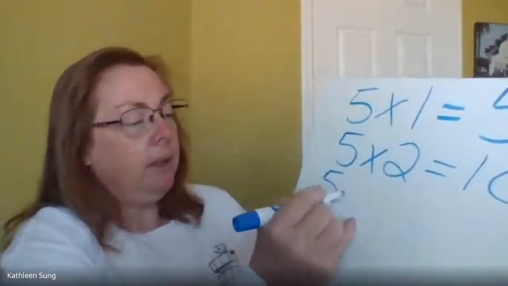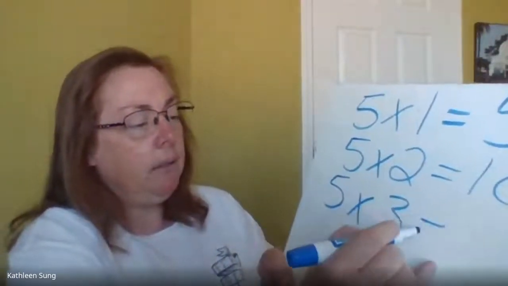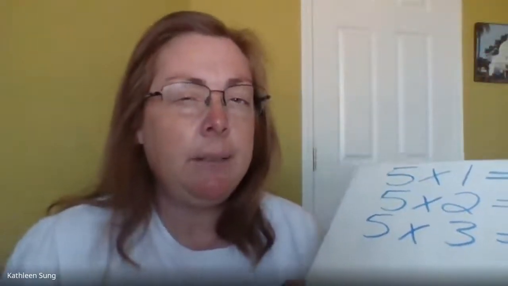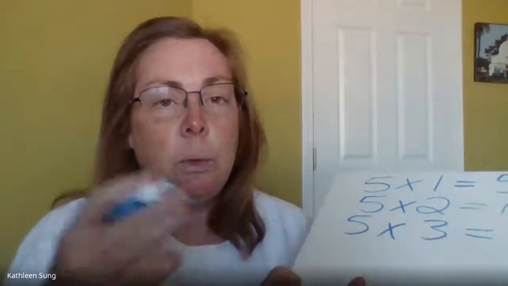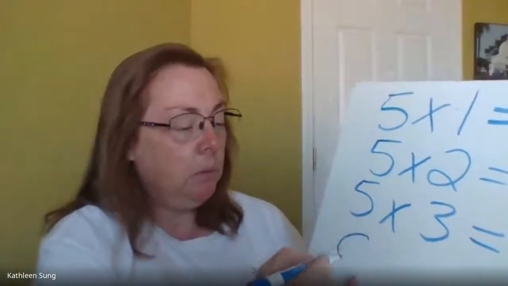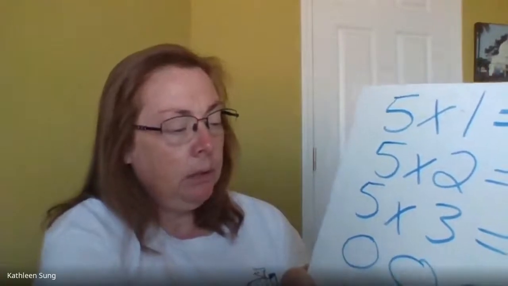Now we go to 5 times 3. Okay. And I always have you do your prediction after the third one because you need enough evidence. You need enough proof to know where your pattern is going. That's why we're not predicting just yet. Okay. All right. So 1, 2, 3.